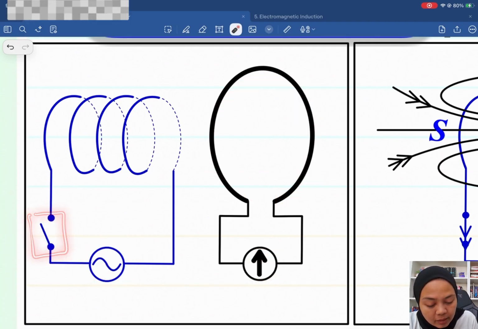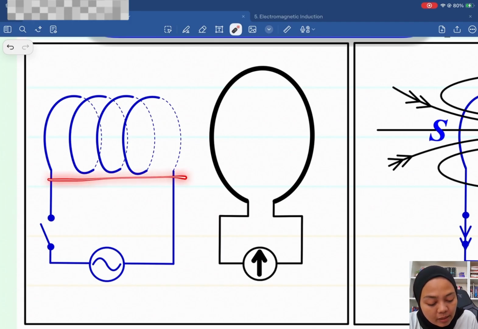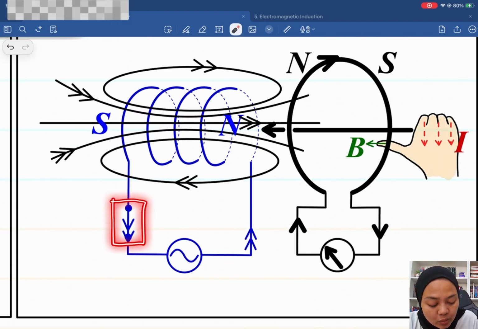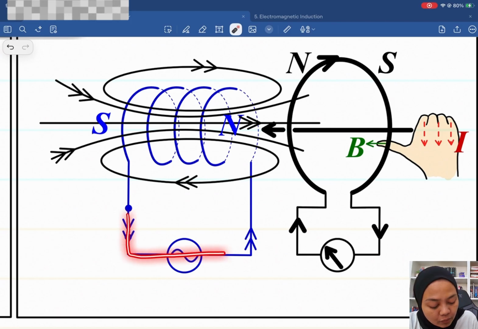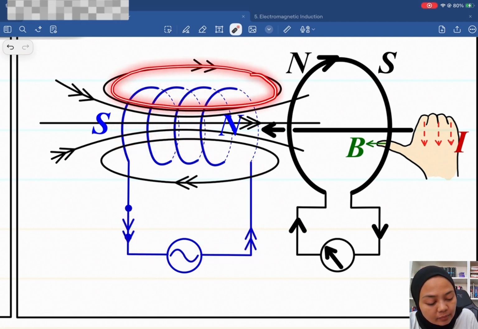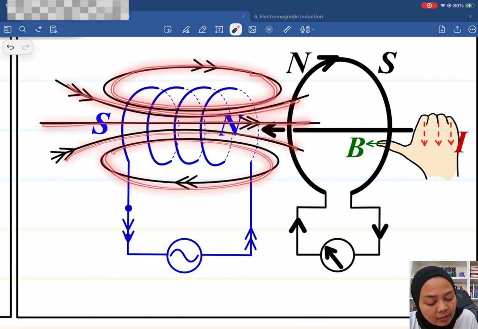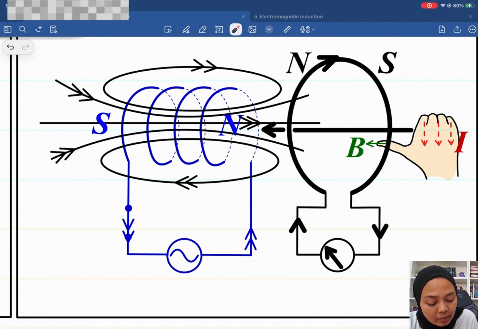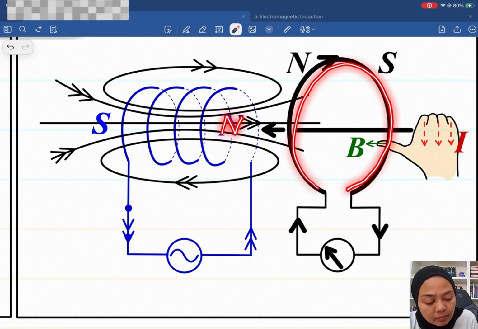As the switch is open, there's no current flowing in the primary circuit. As we close the switch, we can see that the current starts to flow anti-clockwise. As the current flows into the solenoid, it starts to build a magnetic field, like this. Here we can see that the poles of the solenoid are south on the left, north on the right. The north is the one that is closer to the secondary coil.